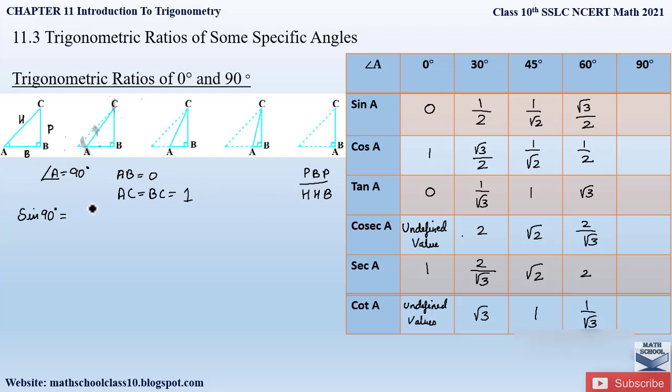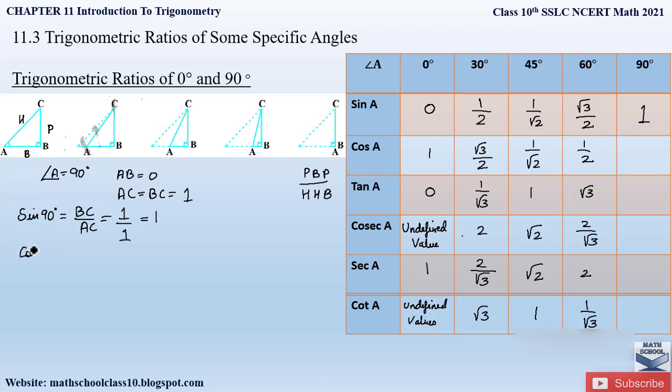Here the perpendicular is BC and the hypotenuse is AC. So BC is 1 and also AC value will be equal to 1. So sine 90 will be equal to 1. Sine 90 degree is nothing but 1.